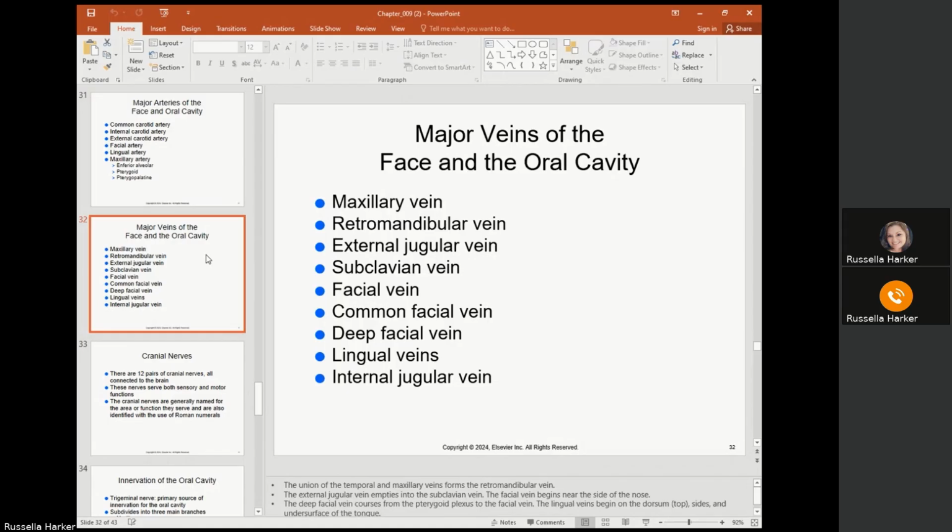When we look at the veins of the face and the oral cavity as listed here, the union of the temporal and maxillary veins forms the retromolar vein. The external jugular vein empties into the subclavian vein, and the facial vein begins near the nose. The deep facial vein courses from the pterygoid plexus to the facial vein, and the lingual veins begin on the dorsum, or the top sides, and undersurface of the tongue.